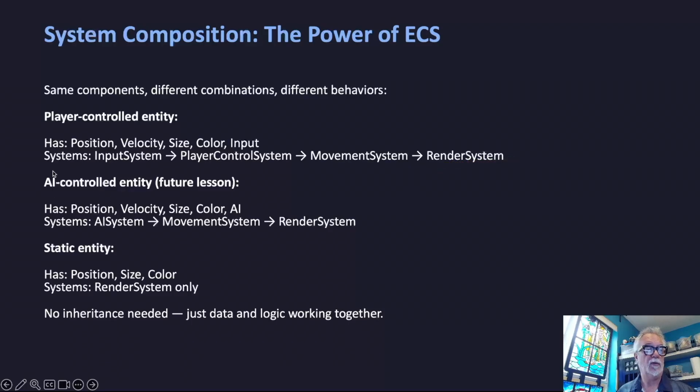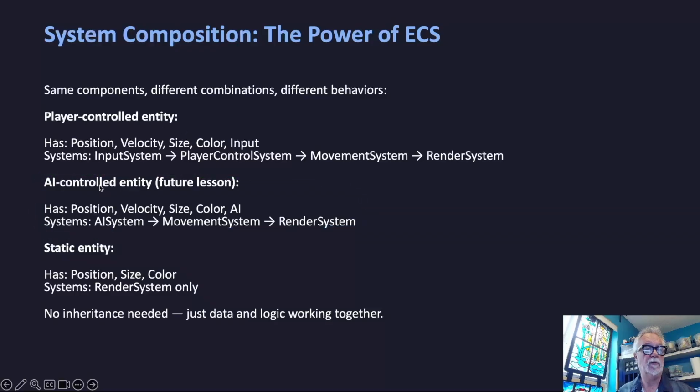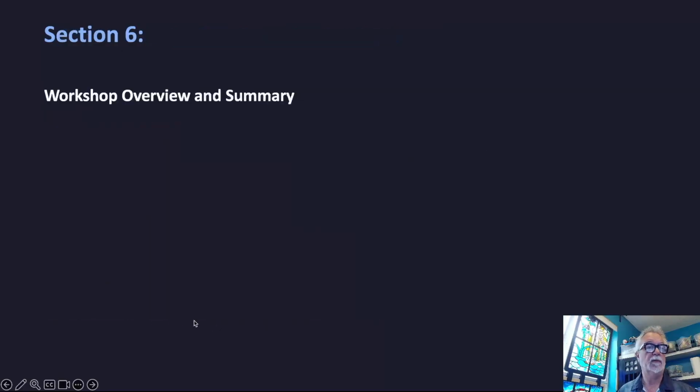Our AI controlled system in the future, in fact, you'll actually have kind of the bounce system. Basically the difference between a player control system and an AI control system would be this thing right here. In this particular assignment, this is going to be your bounce system. And static entities have position, size, and color. No inheritance, just data and logic working together.